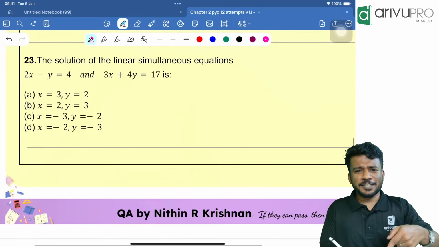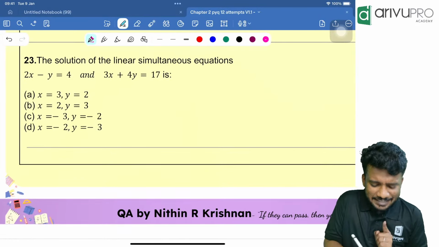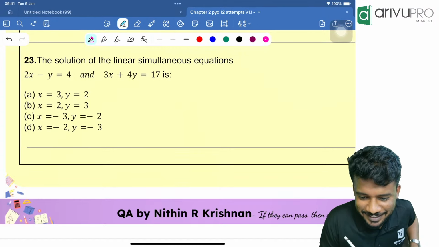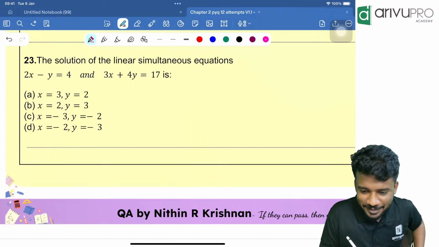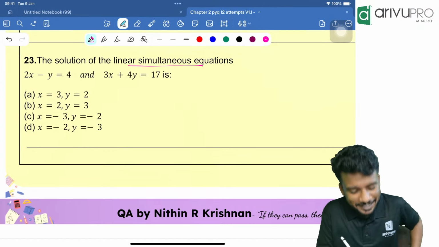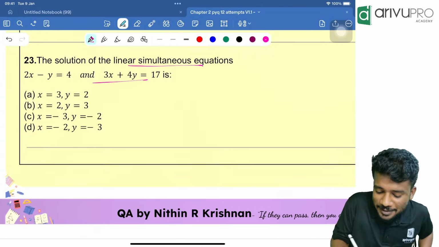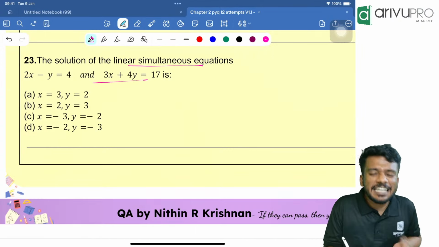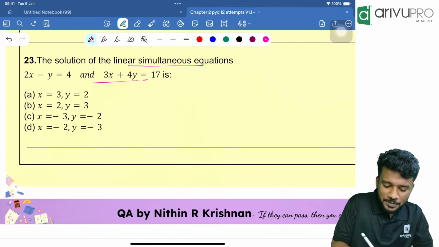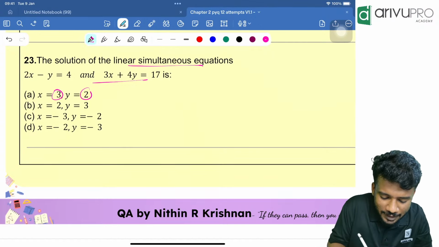Now, you tell me, what is the method? Whenever you have x and y given in the question, you will option hit and get the answer. Any doubt? Tell me. The solution of the linear simultaneous equations 2x minus y equal to 4, 3x plus 4y equal to 17 is what is the question? People, try option hitting with the first option itself. Put x is equal to 3, y is equal to 2.